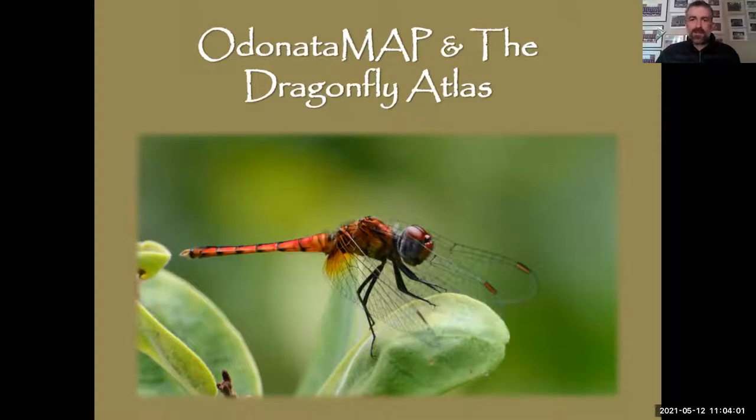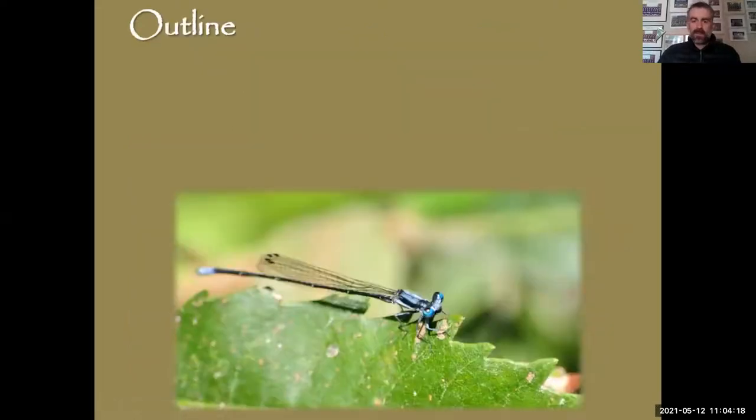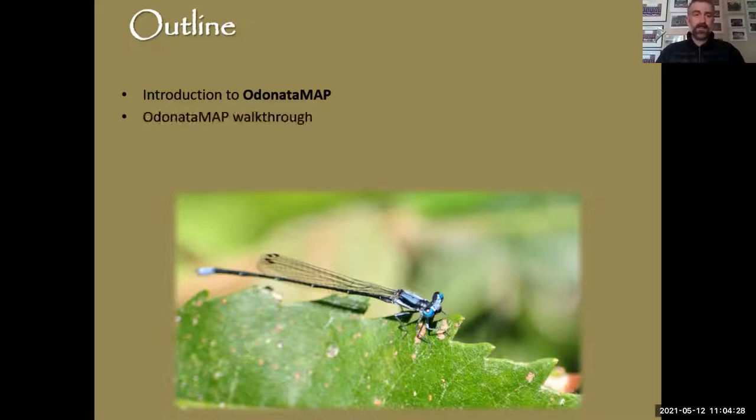So without further ado, I'm going to talk a bit today about Odonata map and the Dragonfly Atlas that we've been working on. Just a quick outline of what I'm going to discuss. It's nothing major, but I'll go through an introduction to Odonata map itself, then give a quick walkthrough so people who haven't been there can see what it looks like. Then we'll talk about the Dragonfly Atlas, and again, a walkthrough of some of the pages on that.